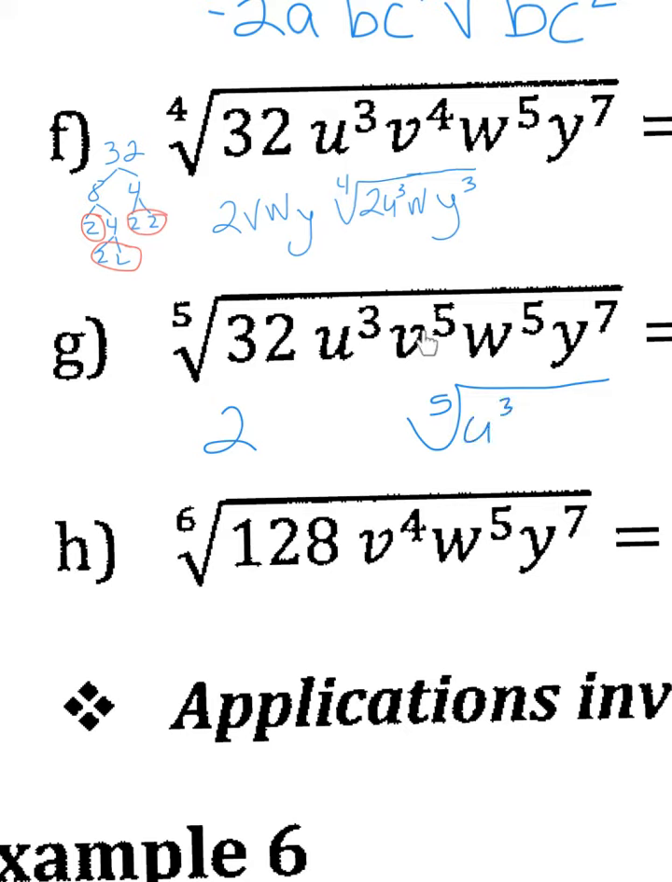How many groups of 5 can I make out of v to the 5th? One group of 5, no leftovers. How many groups of 5 out of w to the 5th? One group, no leftovers. How many 5's in y to the 7? 1, but I'll have leftovers this time. Because that only uses up 5, I'll have y squared left over, or 2 y's left over. 5 goes into 7 one time with 2 left over.